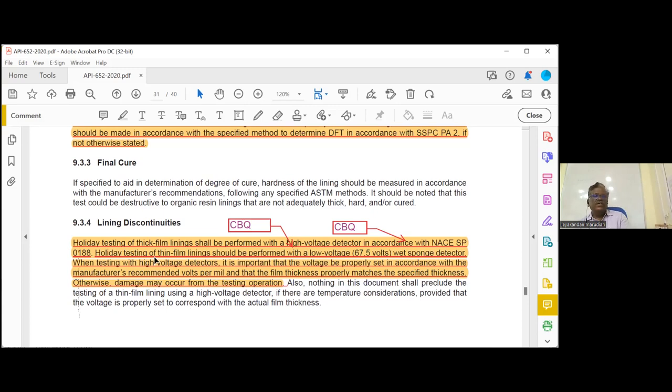Holiday testing of thick film shall be performed with a high voltage detector in accordance with NACE SP0188. That is a closed book question. Holiday testing of thin film should be performed with a low voltage 67.5 volts wet sponge detector. When testing with high voltage, it is important the voltage be properly set in accordance with the manufacturer recommended volts per mil and the film thickness properly matches the specified. Otherwise, damage may occur from the testing operation.